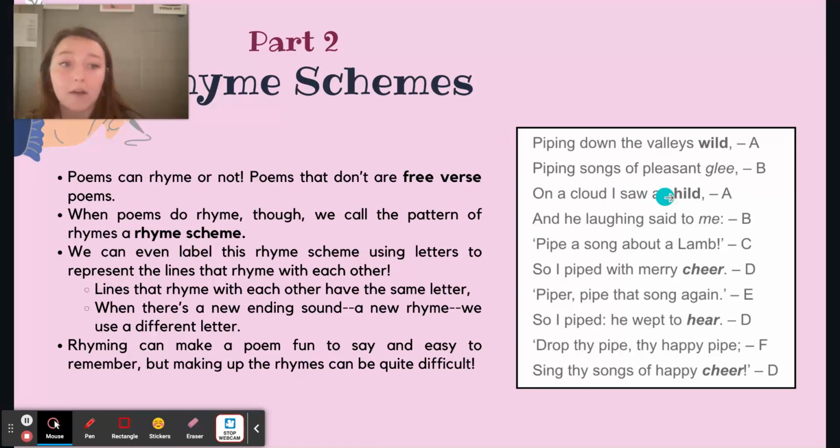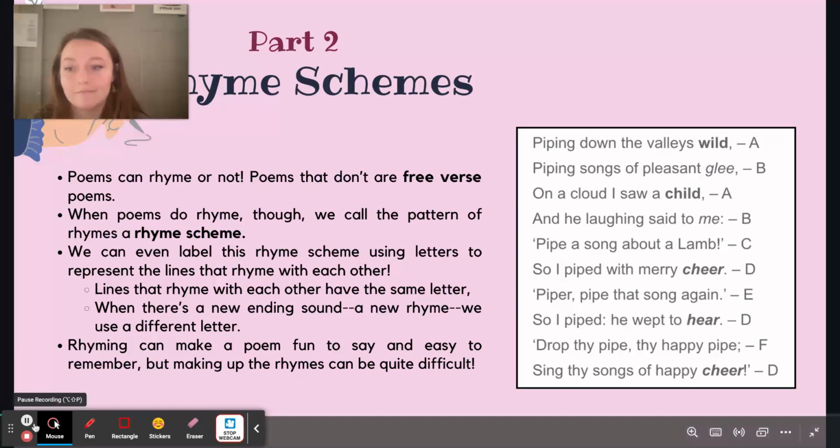On a cloud I saw a child. Now, this does rhyme with that first line. So when wild and child rhyme, we're going to give them both the same letter. Since wild has A already, we'll give this line A. Then when we come to the next line, and he laughing said to me, that rhymes with glee, so we're going to give it a B.